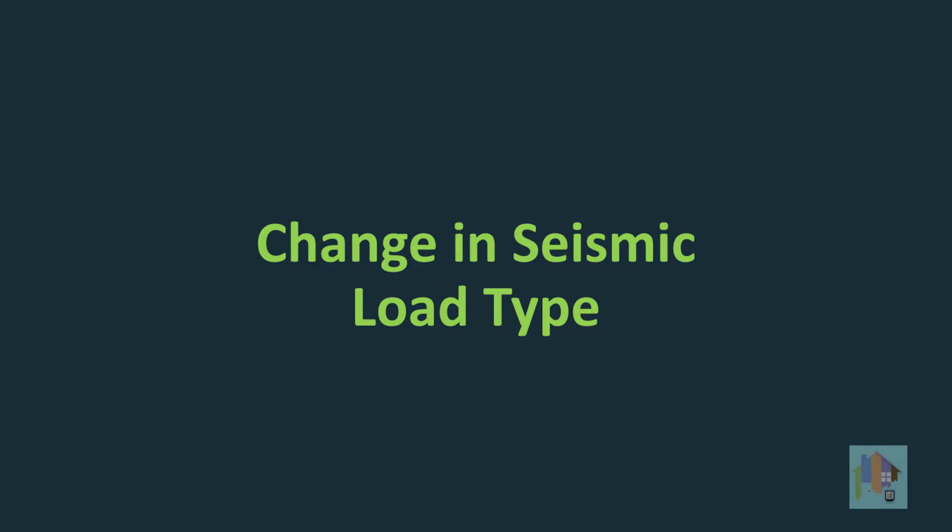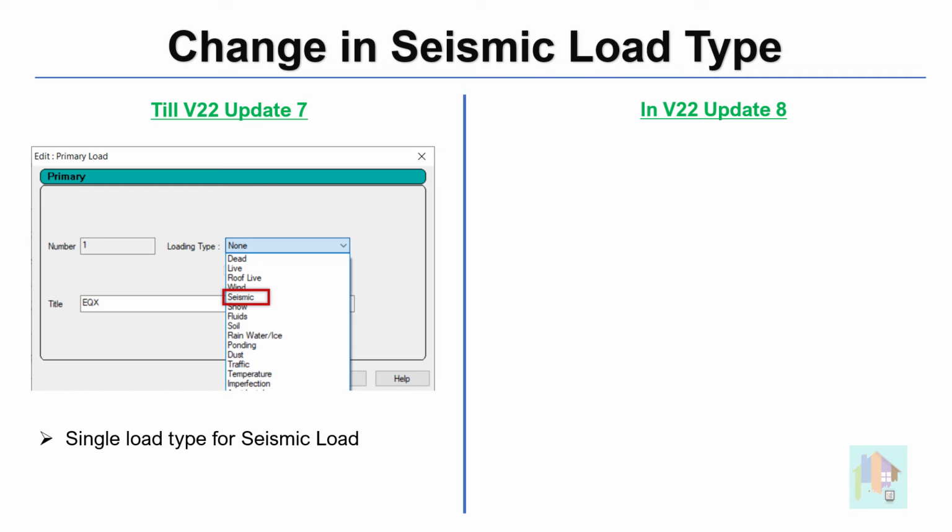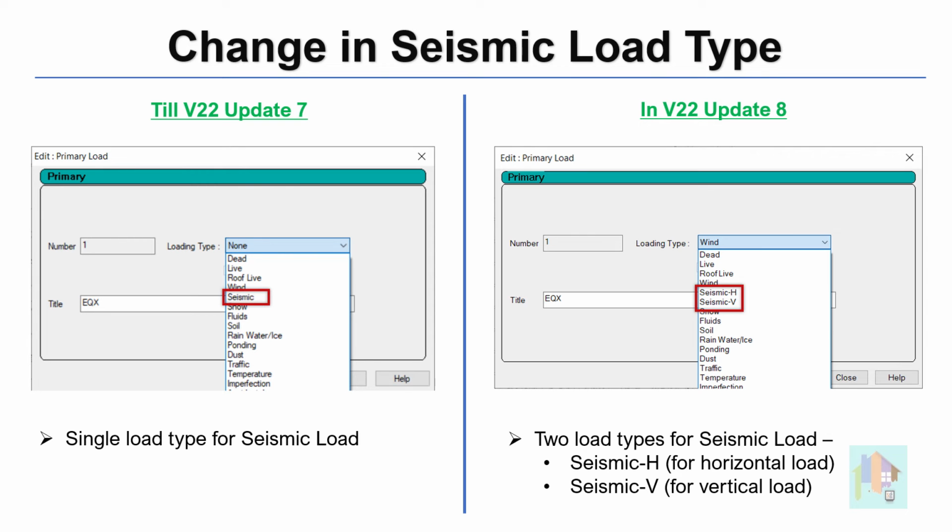There is another important change, though this will not affect any analysis or design results. In older version of STAAD, there is a single loading type for seismic load. In this version, this seismic load type has been further divided in seismic H and seismic V type. Using this extra load type, we can generate additional load combination cases for vertical seismic load.